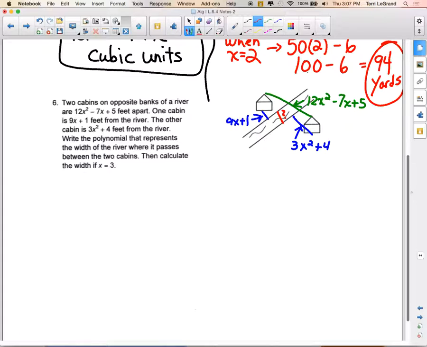So we're supposed to find the width of the river, which on mine is the red, right? Okay. And then we know the distance from each cabin to the river. And then we know that from cabin to cabin across that river, we know how far that is. So any suggestions what we could do here? We gotta find the width of the river.